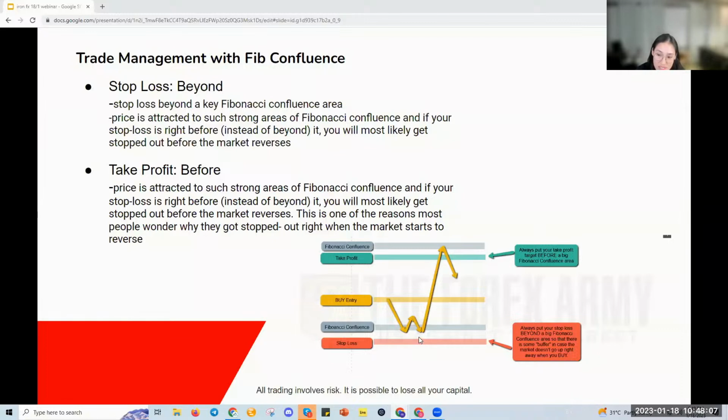So this is one of the reasons why people may complain that the market is being manipulated, because they miss their TP, their take profit, by 1 pip. So you should always put it before the major Fibonacci confluence. As you can see, there's also some leeway over here. So there should always be a little bit of buffer between the Fibonacci confluence as well as the take profit and stop loss. More of a just in case measure.